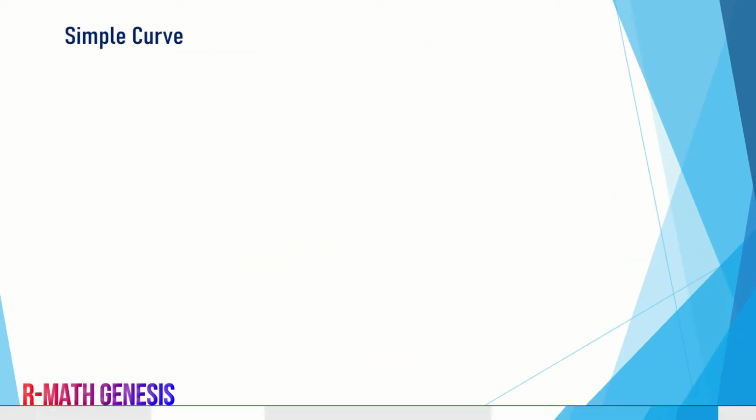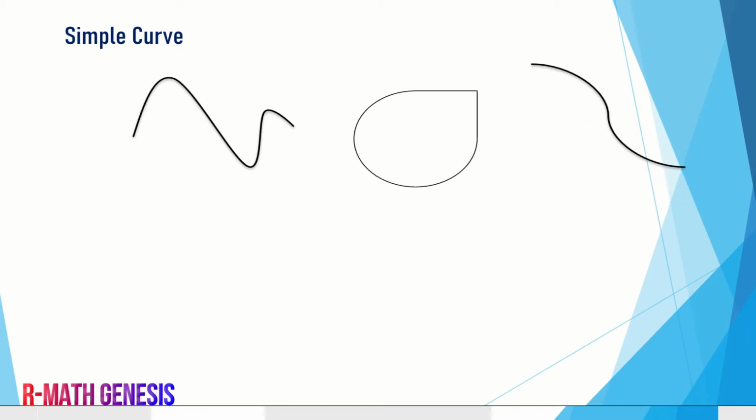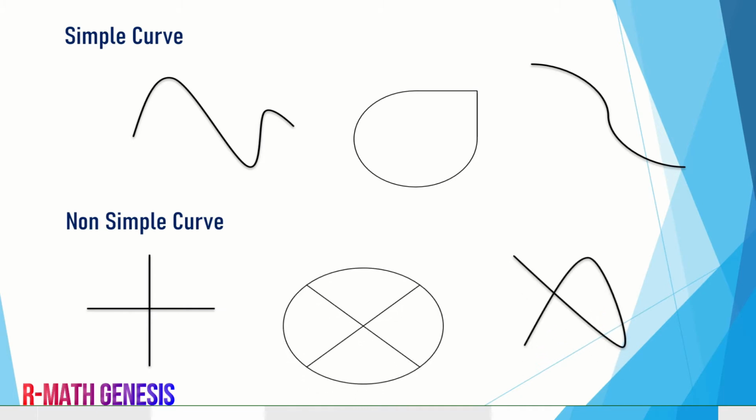Alright, first comes a simple curve. What is a simple curve? Before I explain, let us see some examples of a simple curve. So these are some of the simple curves. What do we observe from this? It is nothing but a curve that does not cross over itself, right? Yes, a simple curve is a curve that does not cross over itself. Then what about a non-simple curve? Non-simple curves are nothing but curves that cross over themselves. I think you got to know the difference between a simple curve and a non-simple curve, right?